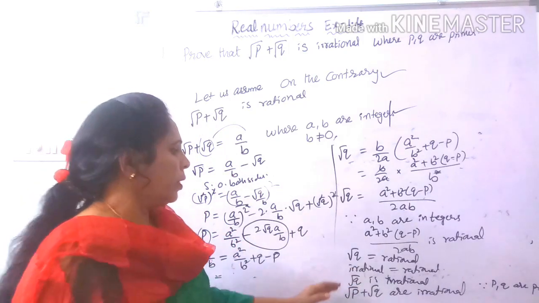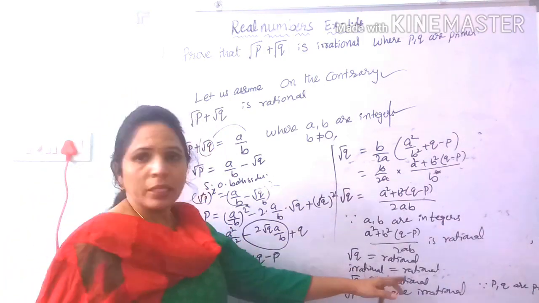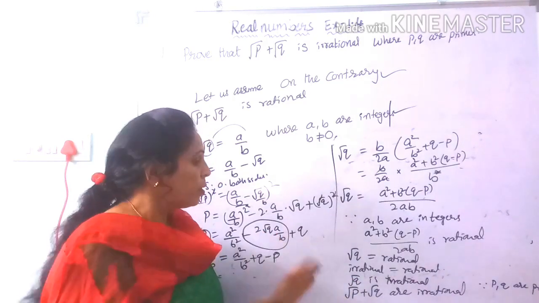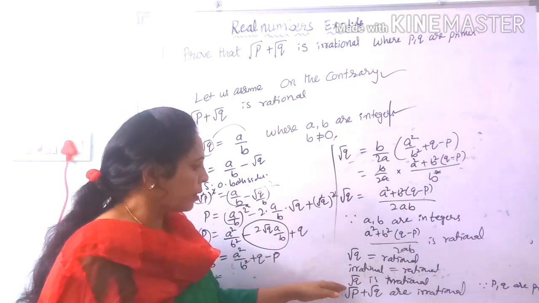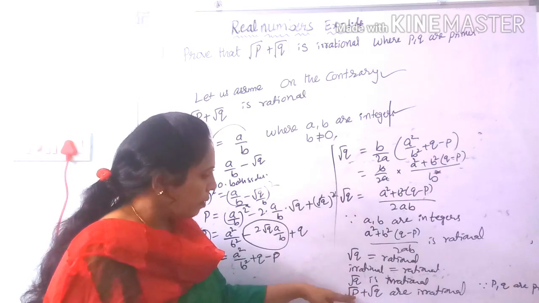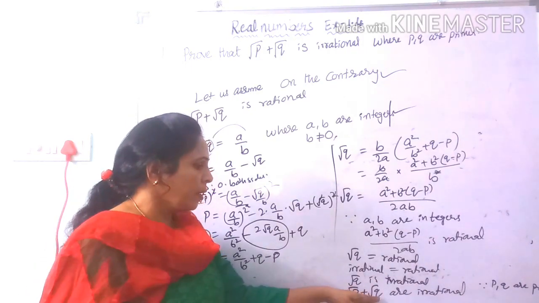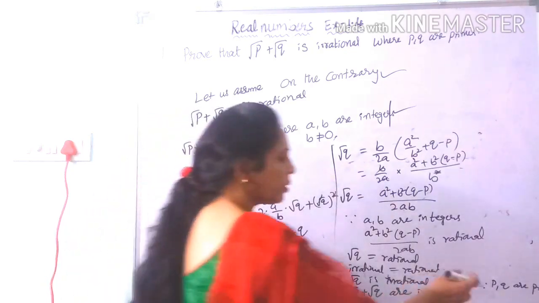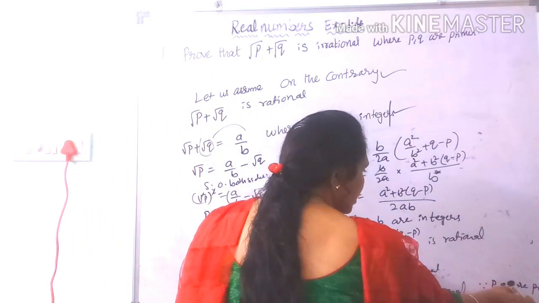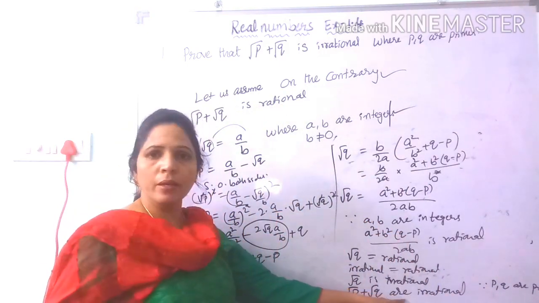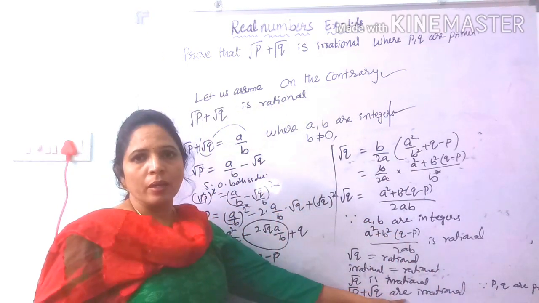We have known here root q is irrational, and the sum of two irrational numbers is also irrational. So here the sum of two irrational numbers means what? Root p plus root q. What are p and q? p, q are primes. So since p, q are primes, root p plus root q is an irrational number.